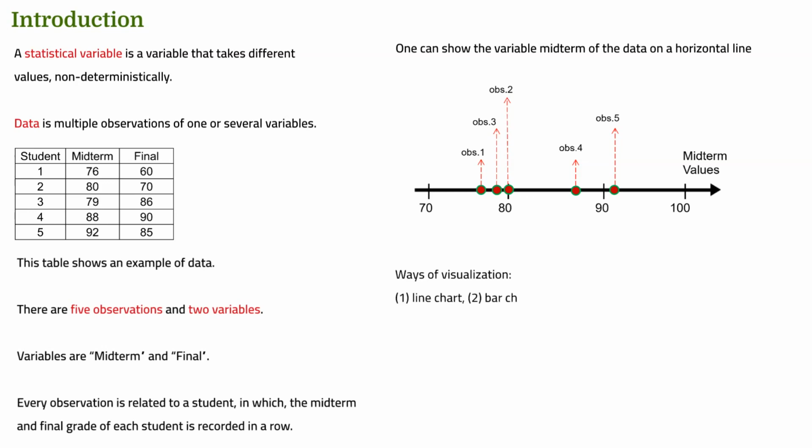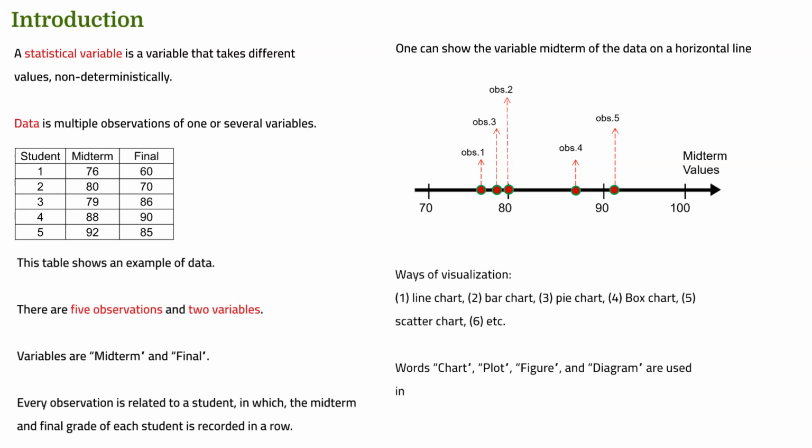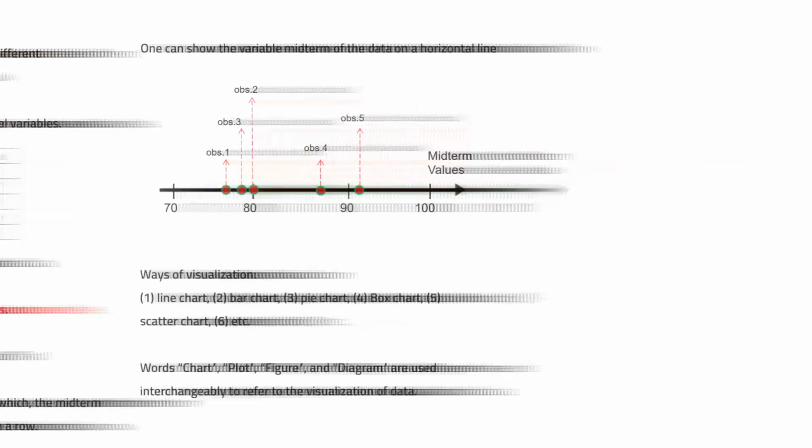Ways of visualization: 1. Line chart, 2. Bar chart, 3. Pie chart, 4. Box chart, 5. Scatter chart, and so on. Words like charts, plots, figures, and diagrams are used interchangeably to refer to visualization of the data.